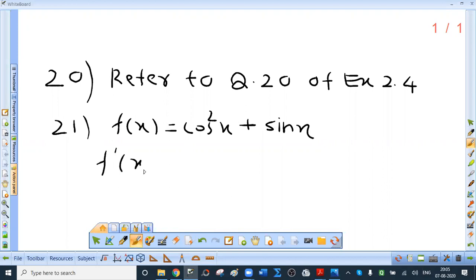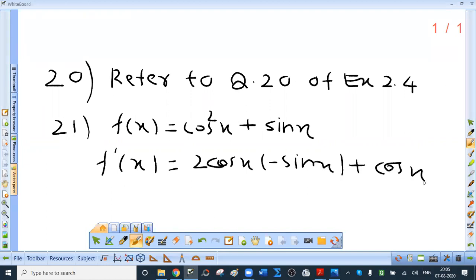What is f dash of x? What is the derivative of cos square x? It is 2 cos x into the derivative of cos x, which is minus sin x, plus what is the derivative of sin x? It is nothing but cos x. So basically 2 sin x cos x is sin 2x. So can I say that this is minus sin 2x plus cos x? Yes, it is correct. Find out the second derivative.